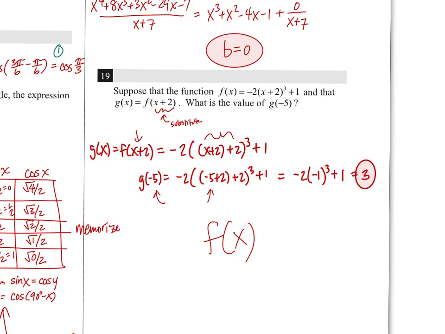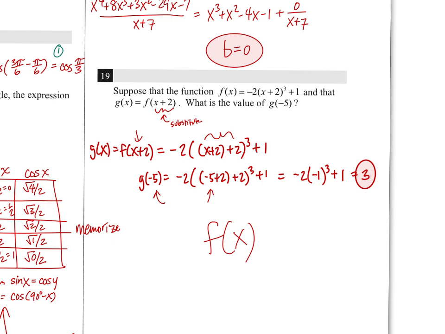Therefore, if we're being asked to find what g of negative 5 is, well, the x value that we're going to substitute in is in the parentheses. So that means we're going to place negative 5 everywhere that we see an x. So that means that we insert the negative 5 over here. And now it's just a matter of simplifying, using what we know about order of operations and things like that. So inside the parentheses, we're going to end up with a negative 1. If we cube that and then distribute and add the 1, we get our final answer of 3.